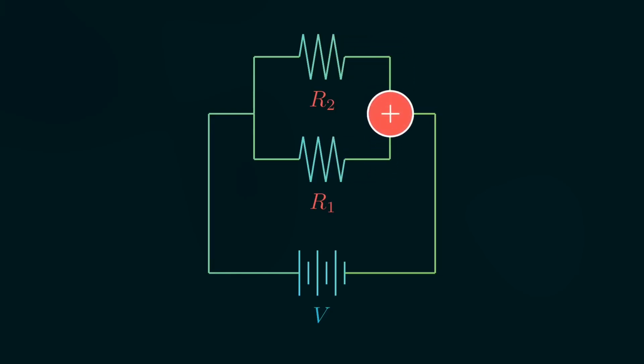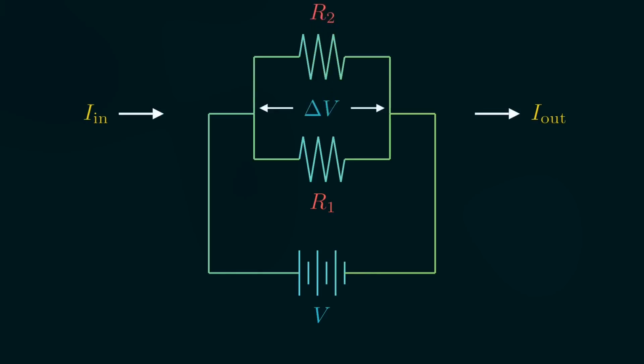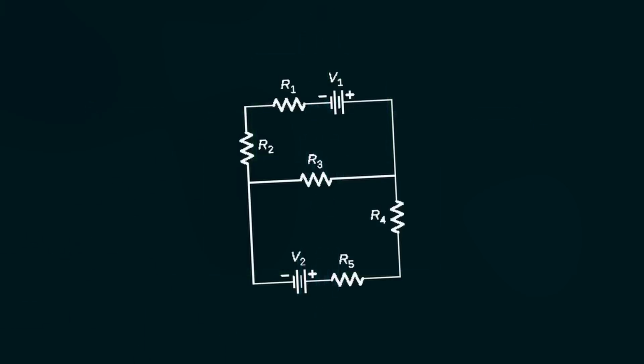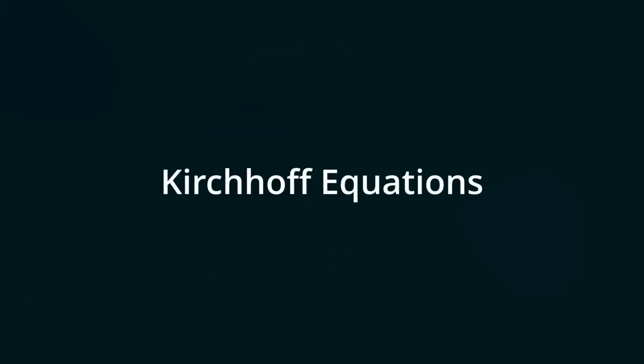Since charge is conserved, we know that the total current going into both paths must be the same as the total current flowing out of both paths. And since energy is conserved, the change in voltage as you take either path should be the same. Using these 2 equations will usually work for you, but sometimes it's not enough, like in this circuit. And in that case, you're going to want to use the Kirchhoff equations.